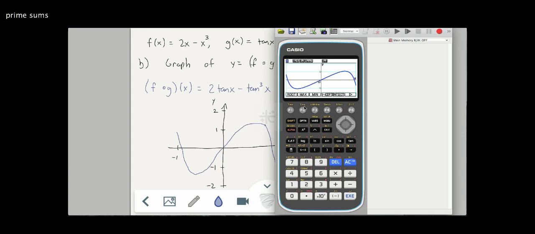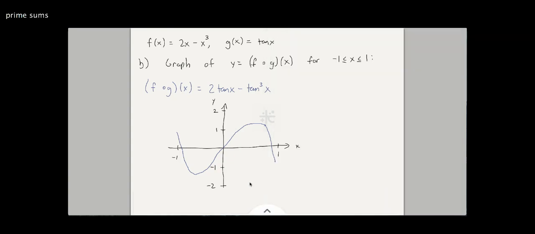And now let's get the max and mins. So let's start with the min. Over here, we have x equals -0.6847. So -0.685, and y equals -1.09. So right here, -0.685, comma, -1.09. That's three significant figures.